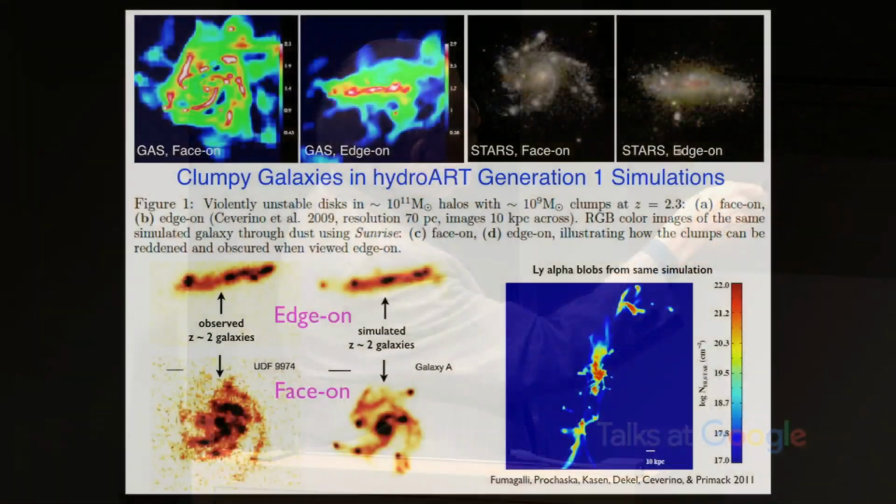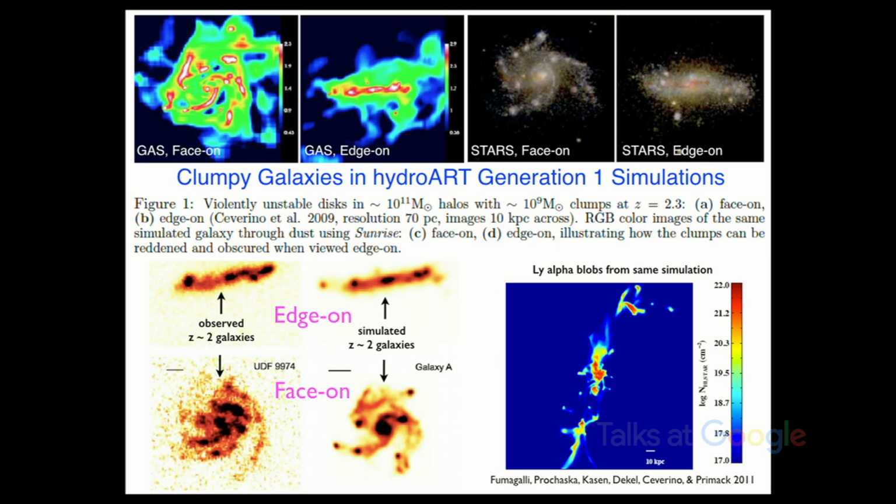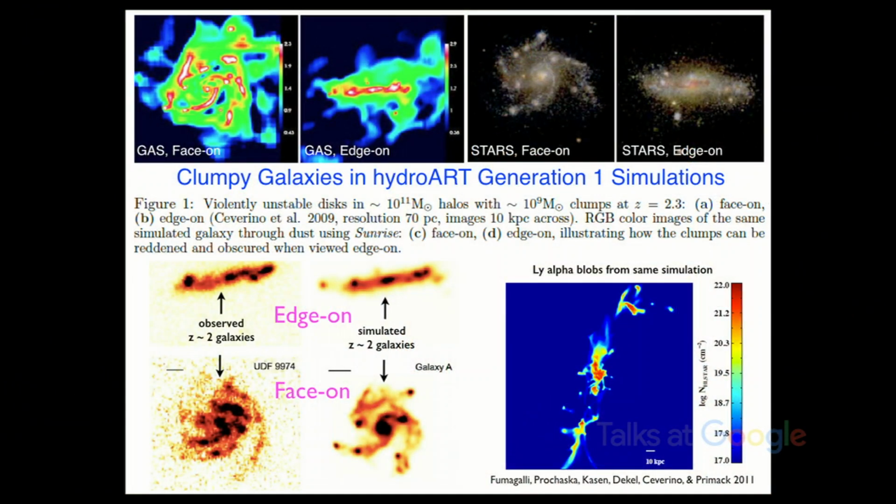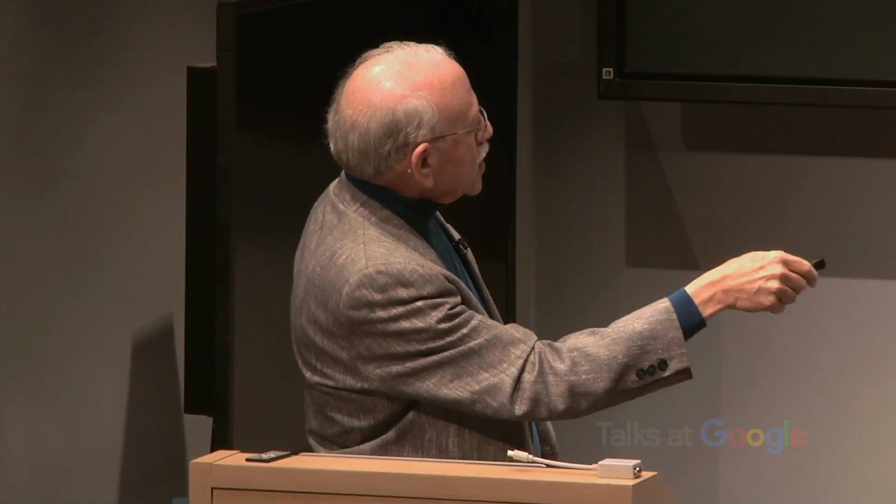So these are examples from our simulations. That's a face-on image. You're seeing the gas, and there's the stars. This is what it would look like to a telescope. This is the same galaxy seen edge-on, so you see it's really a disk. And there it is, edge-on. And this is that same galaxy, face-on, edge-on and face-on. And these are 2 different observed galaxies at Redshift 2, about 10 billion years ago. And you're supposed to notice that they look a lot like the simulated galaxies.